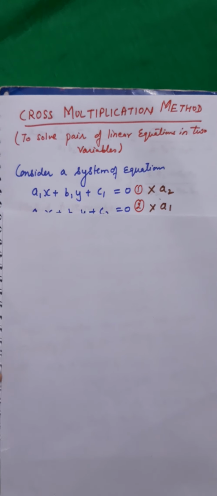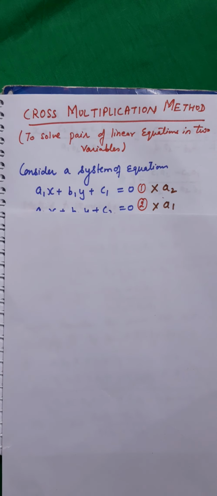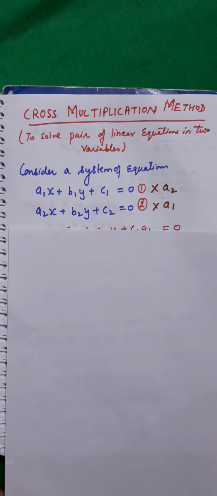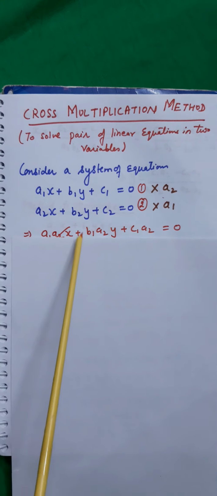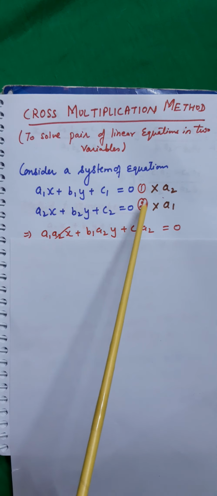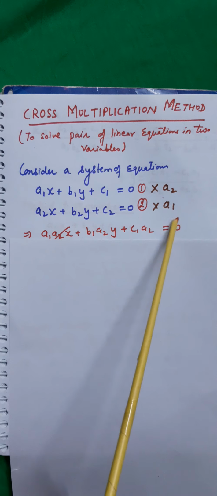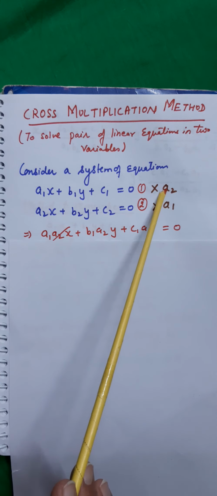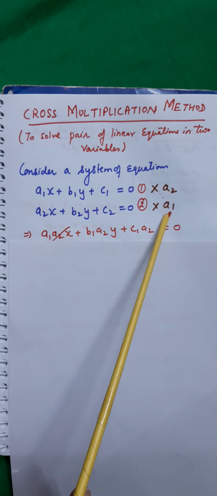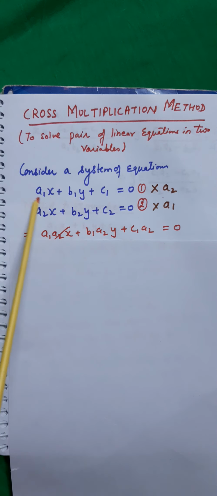Consider a system of equations a1x + b1y + c1 = 0, and second a2x + b2y + c2 = 0. Let's call this number 1 and this number 2. Multiply equation number 1 by a2 and number 2 by a1. Why? Because I want to make these two coefficients the same. If I multiply this with a2, I will get a1a2. If I multiply this with a1, I will get a1a2.